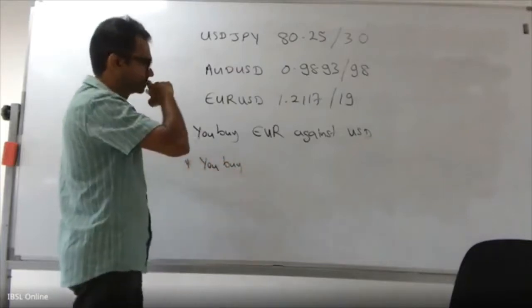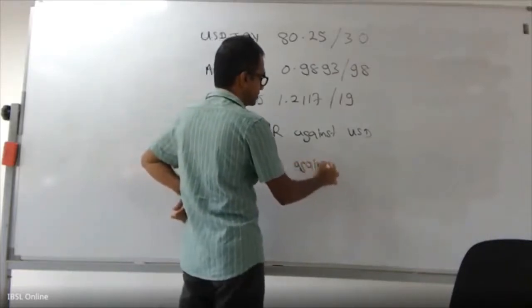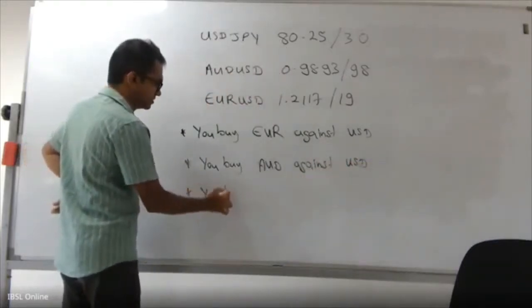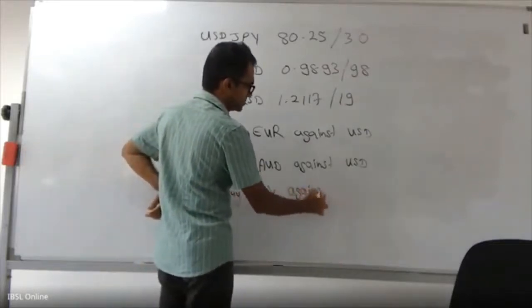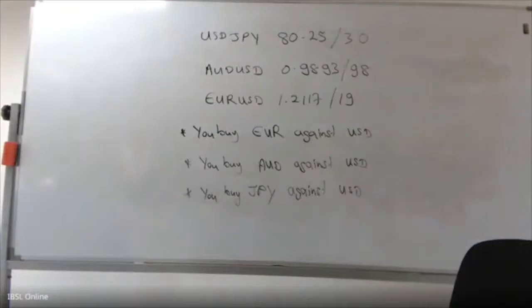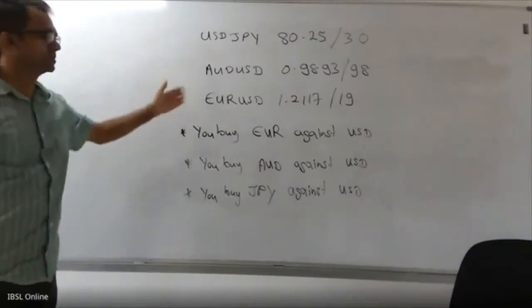You buy AUD against dollar. You buy JPY against dollar. At what rate you buy euro against dollar? You are market taker. These are the quotes given to you.